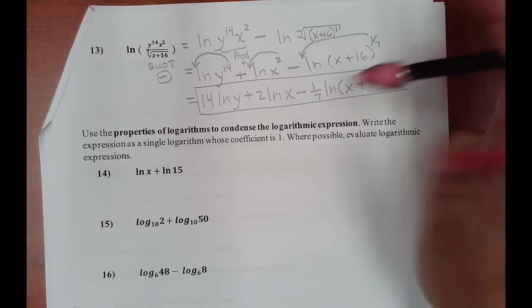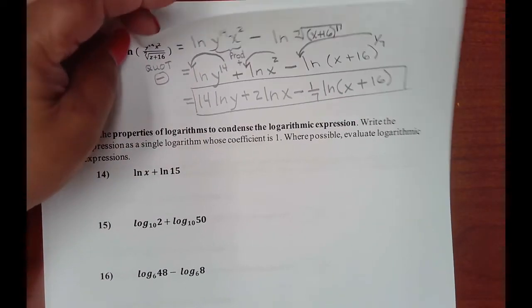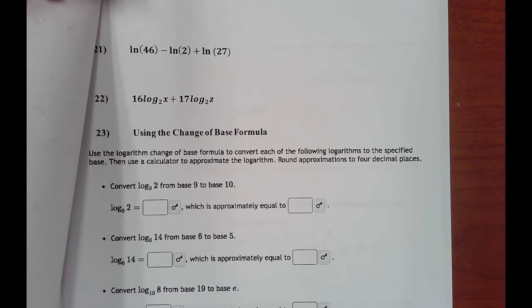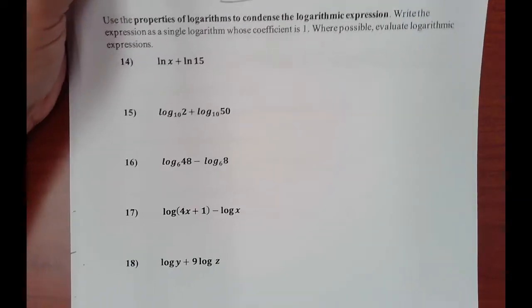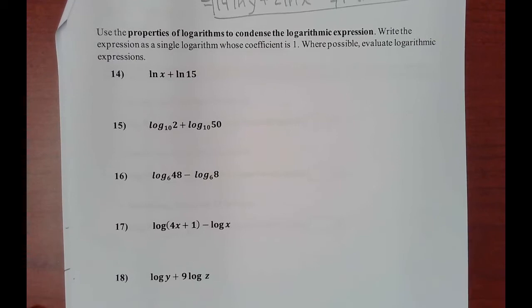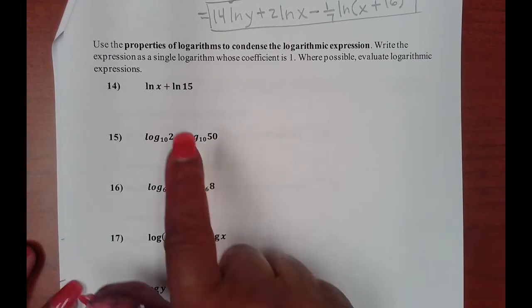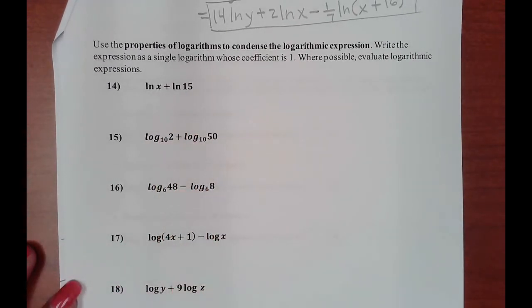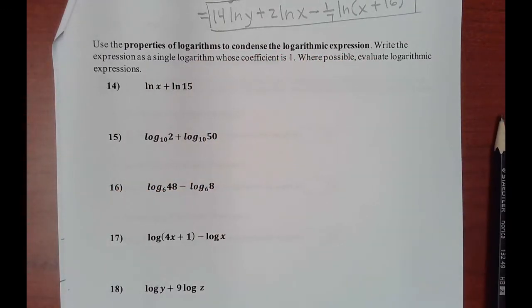Okay, when we get to 14 through 22, I believe it is, we are doing the reverse order of things. This time, you're given an expression in its expanded form and you're going all the way back to condensed form. Just what it says here. You're going to condense it. Condensing it means that you're going to take what you're given and you're going to write it as a single log. So that is what's happening in each of these problems.